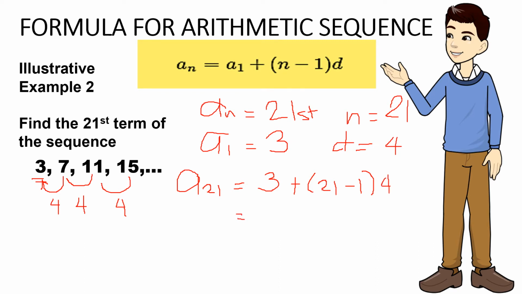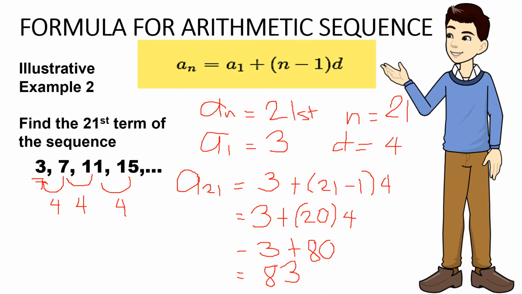So we have 3 plus 21 minus 1 is 20. Then times 4. So we have 3 plus 80. The answer is 83. So 83 serves as our value for the A21 or 21st term of the arithmetic sequence 3, 7, 11, 15.